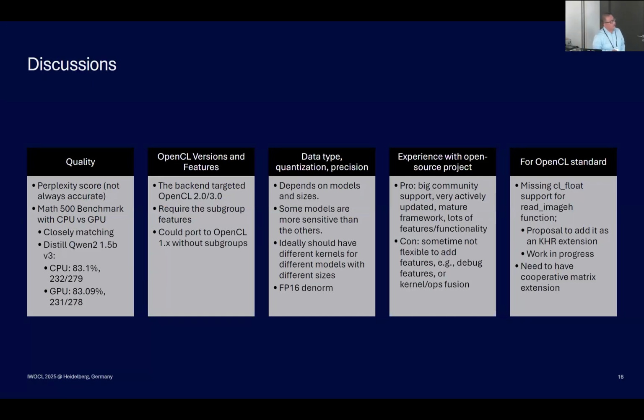For the OpenCL standard, we found it mostly works fine. There are not many new requests, except we have this missing cl_khr_fp16 support for the read_imageh function, which we proposed to the working group. And again, as I said, we have an internal version that almost doubles the encoding performance, but we have no way to expose it today because of the missing extension support.